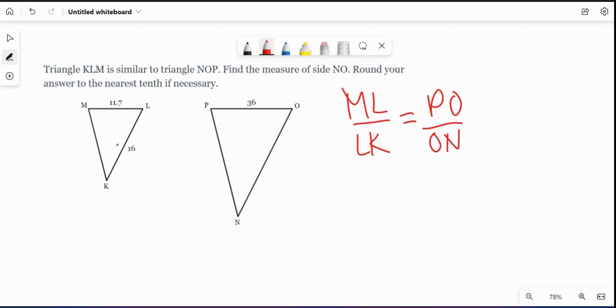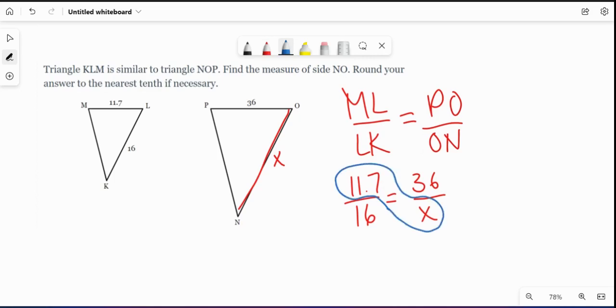All right, so we take a look at the small triangle first. 11.7 over 16 is equal to 36, and we don't know the length of this, so we're going to call it x. So 36 over x, and this is our proportion, right? And how do we solve a proportion? By cross multiplying. So we multiply 11.7 times x, which is 11.7x.